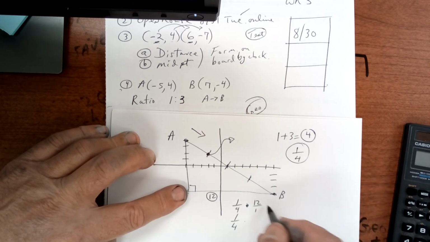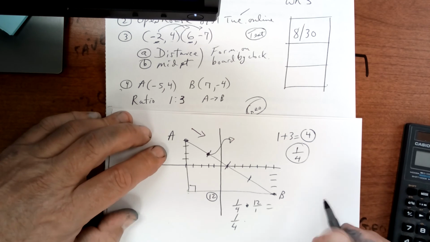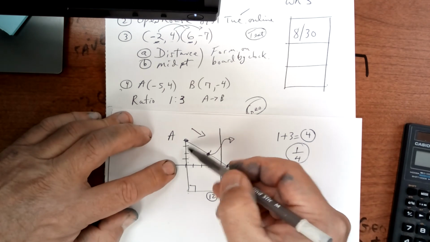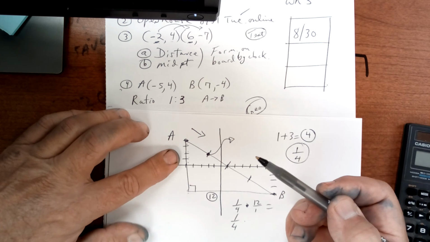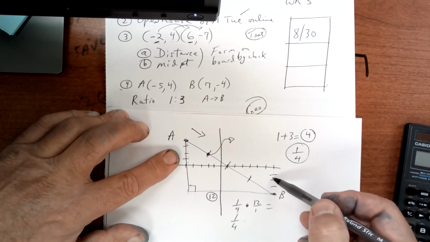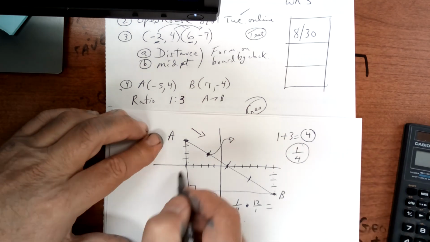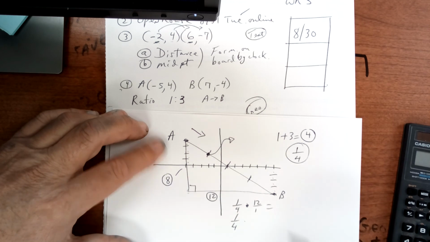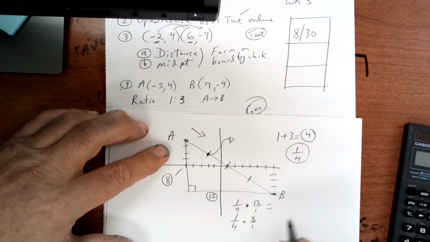And then this one right here, the vertical change was 1, 2, 3, 4, 4 up, and I think it was 4 down, 1, 2, 3, 4 down. So that's a vertical change of 8. So we're going to do times 8 over 1. And when you do that, you're going to get 12 over 4 when you multiply, which gives you 3. And then this one right here, you're going to get 8 over 4, which equals 2.